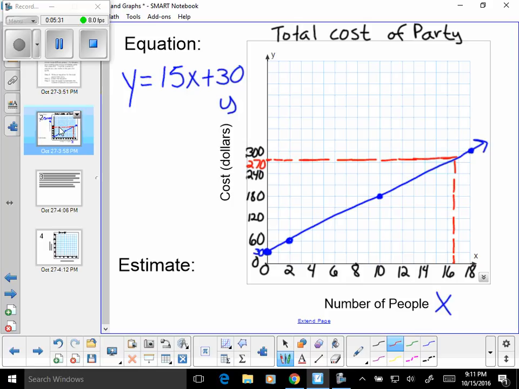Now you'll notice that you're somewhere between 16 and 17. Where exactly, we don't know. We'd actually have to do a calculation to figure it out. Now the truth is, you can't invite part of a person. Sorry, you can only invite whole people. So we do the next closest number. So our estimate is that we can invite about 16 people.